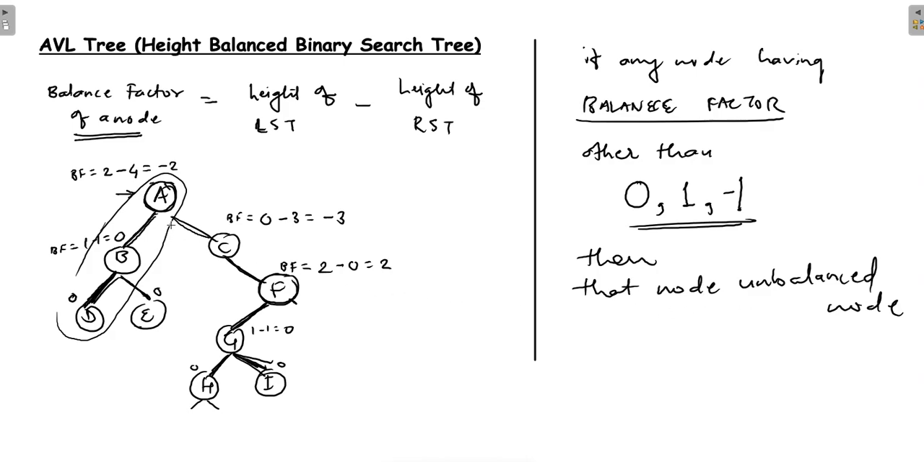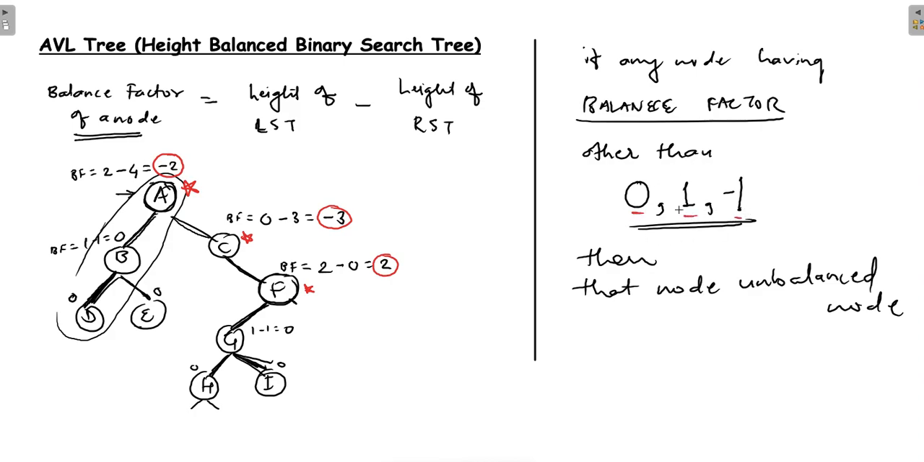Now in the given tree we have just calculated the balance factor. We'll mark the unbalanced nodes. So this is an unbalanced node because the balance factor is minus 2. This is also an unbalanced node because we have a balance factor of minus 3. This is also unbalanced because the balance factor is 2, and the rest of the nodes are balanced. So overall it means that your tree is not a balanced tree, right? Because everywhere we need a balance factor of 0, 1 or minus 1.